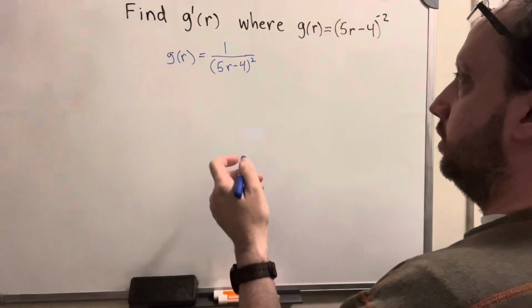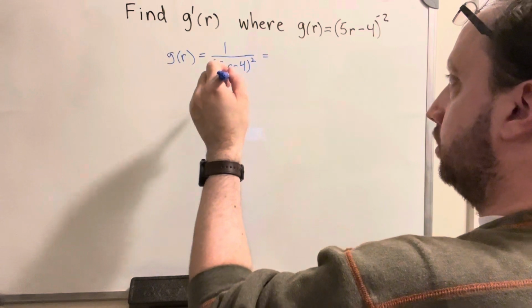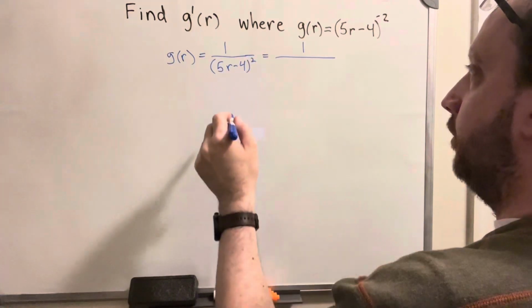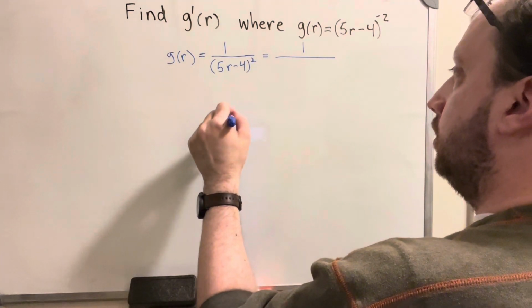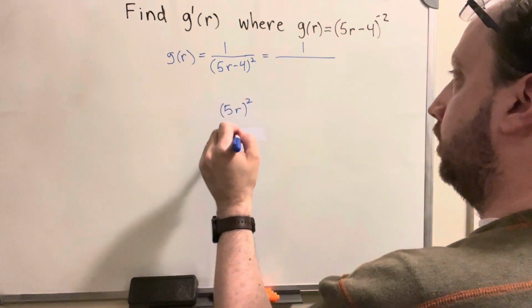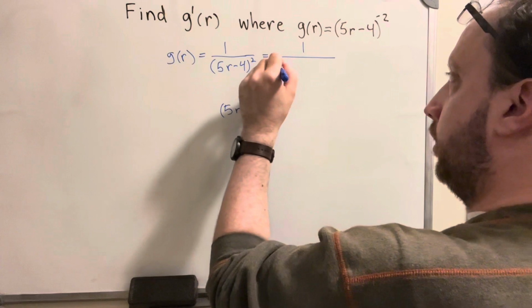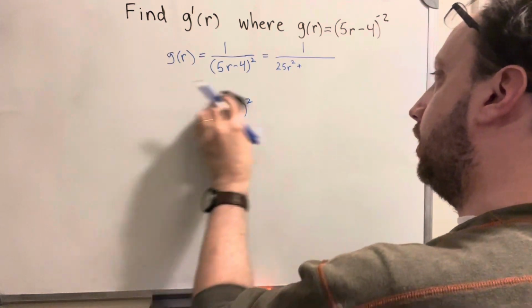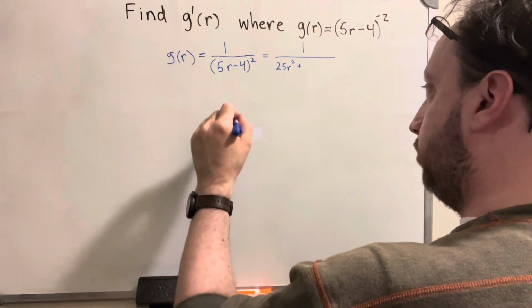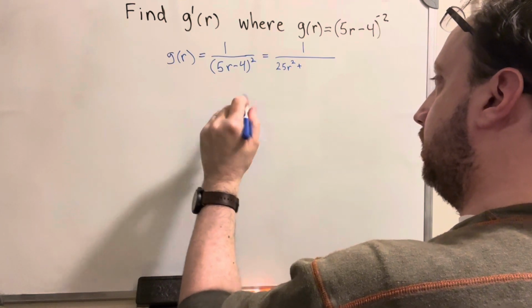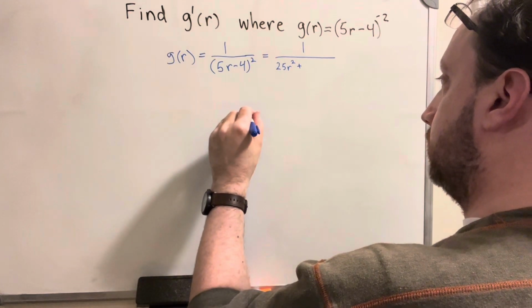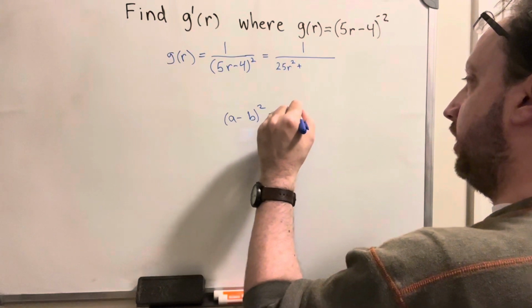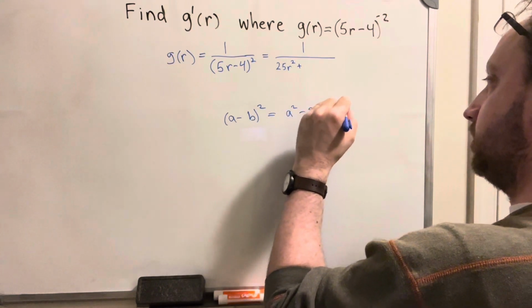We want to expand it, right? So we can use the binomial expansion here. Numerator is still 1. So 5r minus 4 squared. What's 5r squared? 25r squared, right? Okay. Now, since a plus b, let's do minus because this is a minus problem. Subtraction. A minus b squared. This is a squared minus 2ab plus b squared.